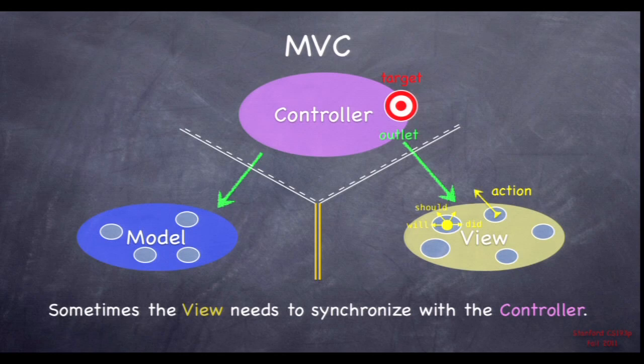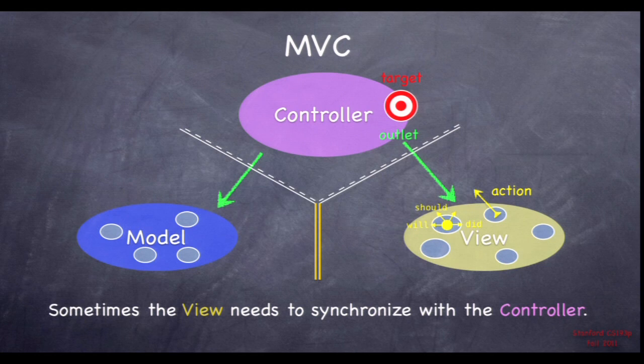But there's more complicated communication that needs to happen between the view and the controller. For example, you sometimes have to keep the view in sync with the controller and vice versa. So a lot of times views want to tell the controller something happened. That's the did up there. Or something's going to happen, that's the will. Or they want to ask the controller, should I allow this? Those will, did, should kinds of questions, the view needs to be able to ask.